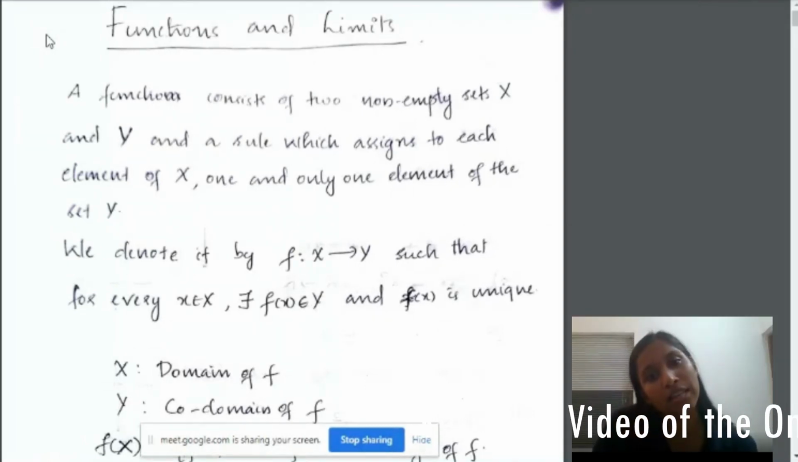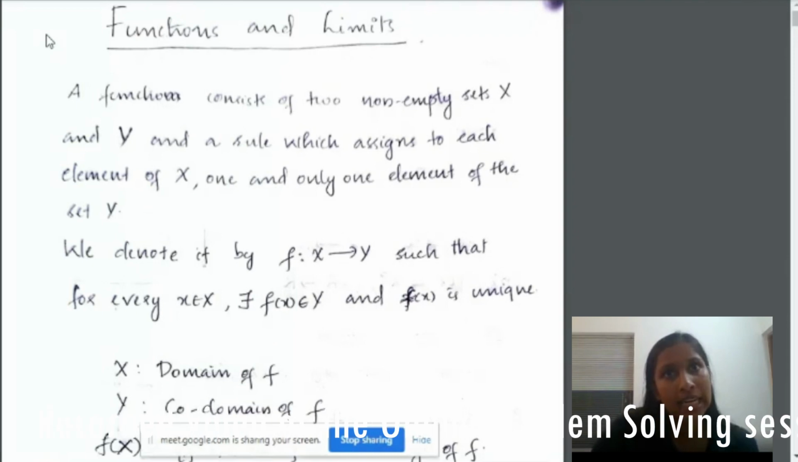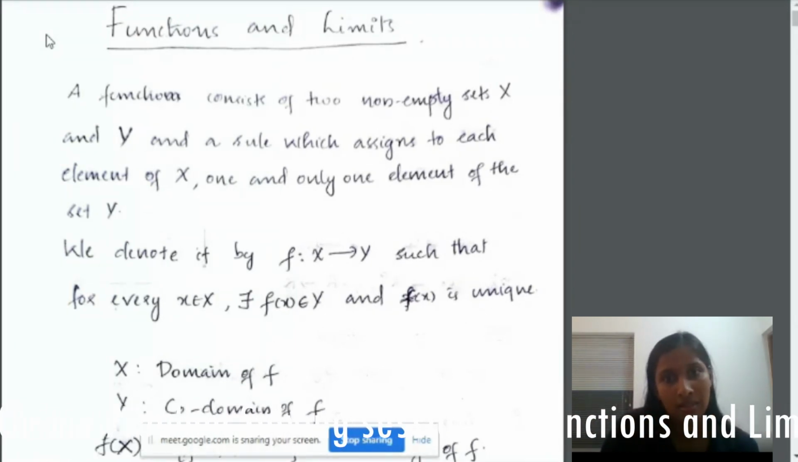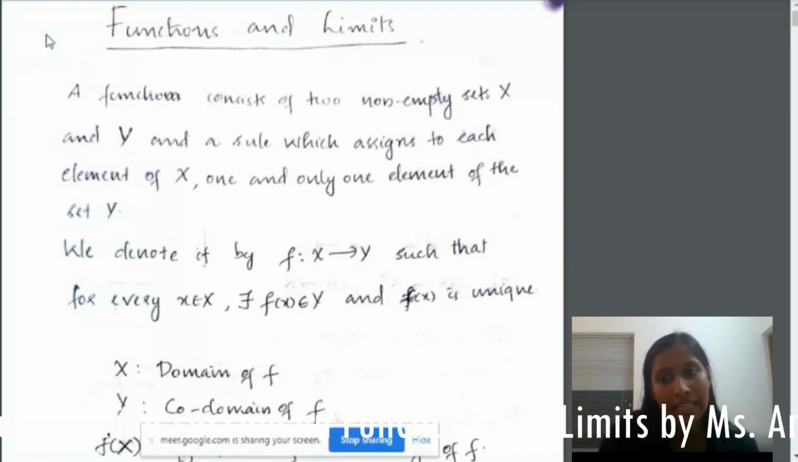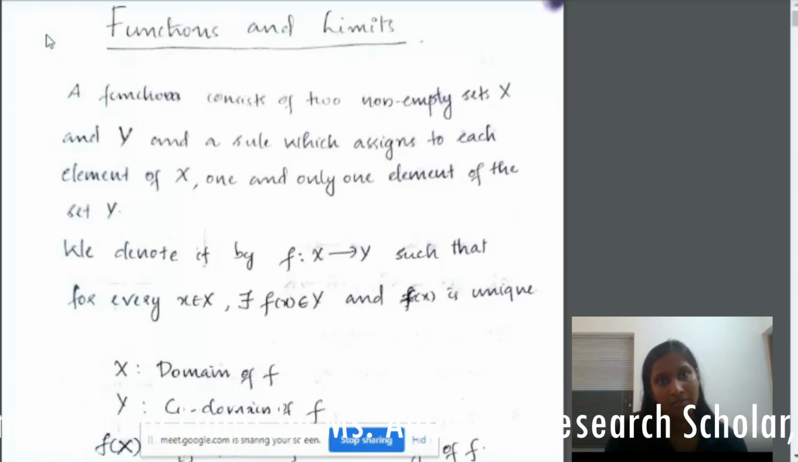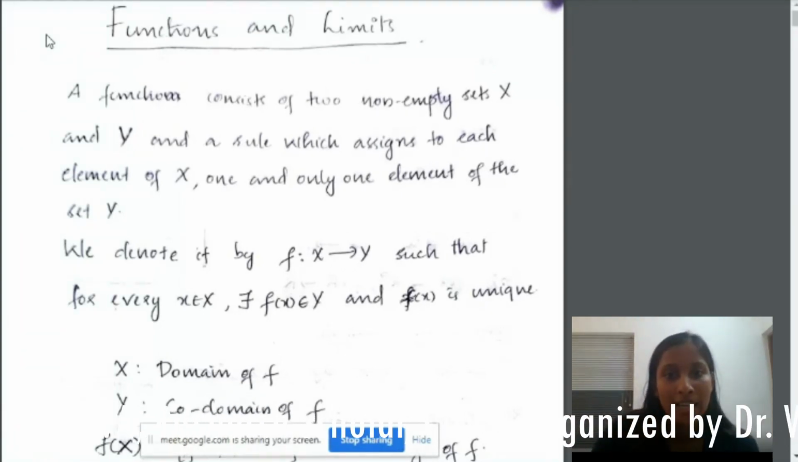Hello all. Thank you, sir, for this opportunity. So today we will be discussing the topic of functions and limits. I've included some basic concepts regarding limits, finding the limit of a particular function at a point, and some problems which demonstrate the concepts and results regarding the limits of a function.